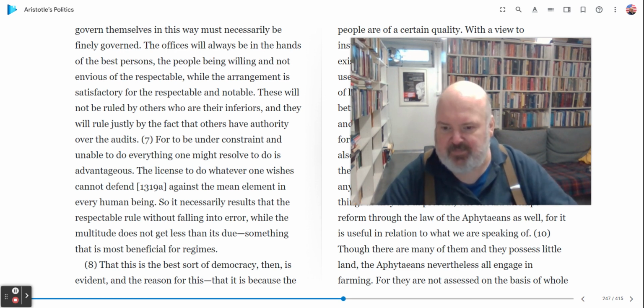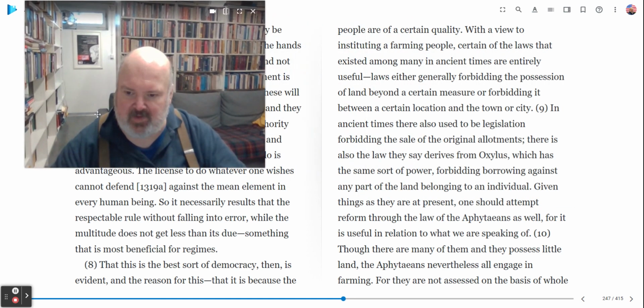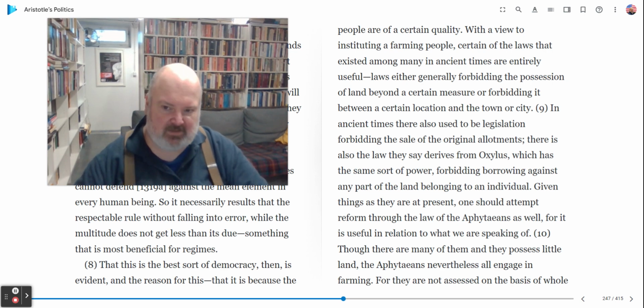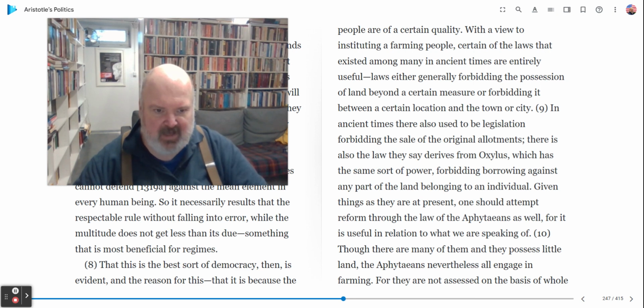He's saying that this is the best sort of democracy. The reason for this is evident: it is because the people are of a certain quality. With a view to instituting a farming people, certain of the laws that existed among many in ancient times are necessary and useful. Laws either generally forbidding the possession of land beyond a certain measure, or forbidding it between a certain location and the town and the city.